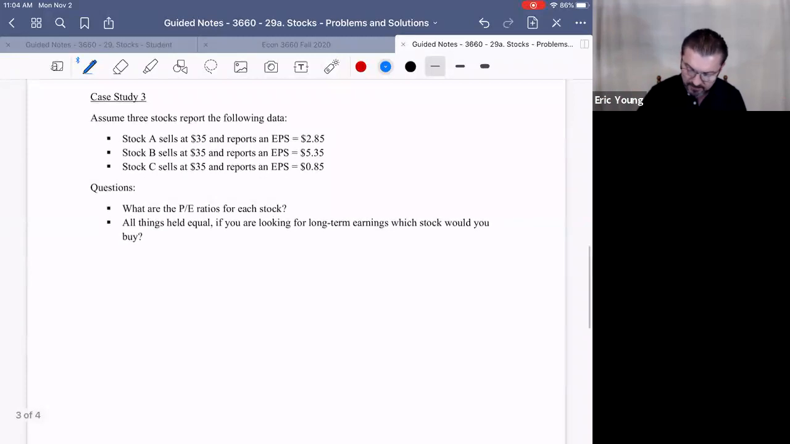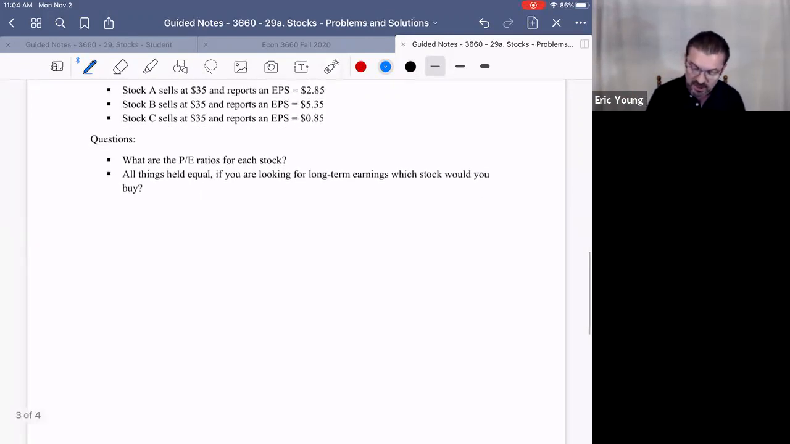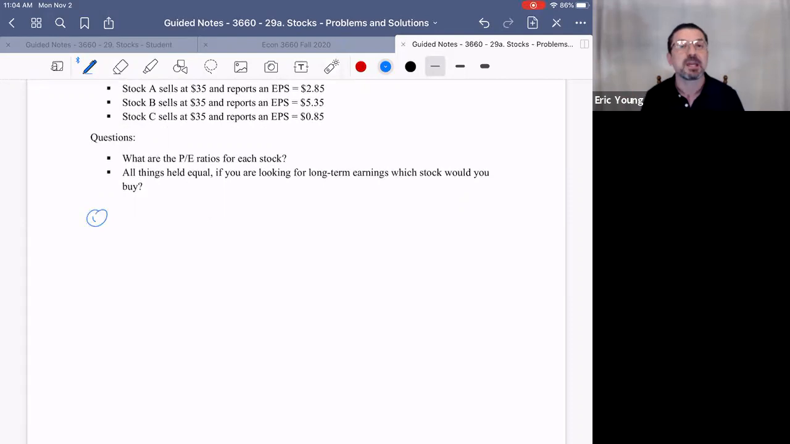Case number three, you get some data on three stocks. Stock A selling at $35, reporting an EPS, earnings per share of $2.85. Stock B selling at $35, reporting an EPS of $5.35. Stock C selling for $35, EPS of 85 cents. Two questions. Question number one, what are the PE ratios for each stock?